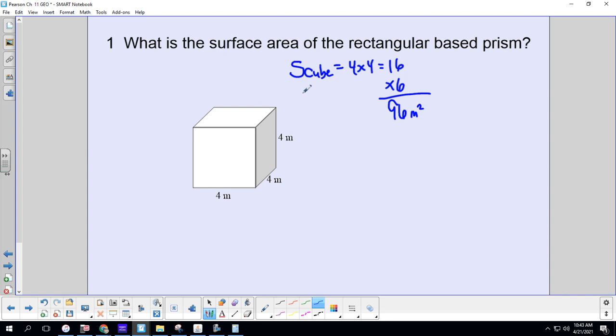So if you want to look for a formula, we can take the side length, square it, times it by 6. So the formula for a cube is 6 side squared. We can put that one in our back pocket just for fun.